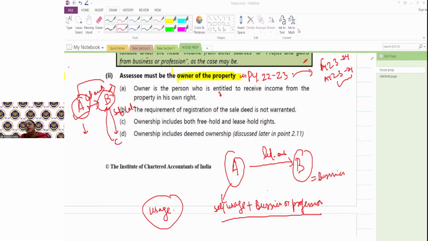And if a land is given to a farmer on monthly rent, that again would not come under the head income from house property. But if the land is appurtenant to a building, that is attached or connected with the building, वो आप जब let out करोगे, it would become your income from house property.